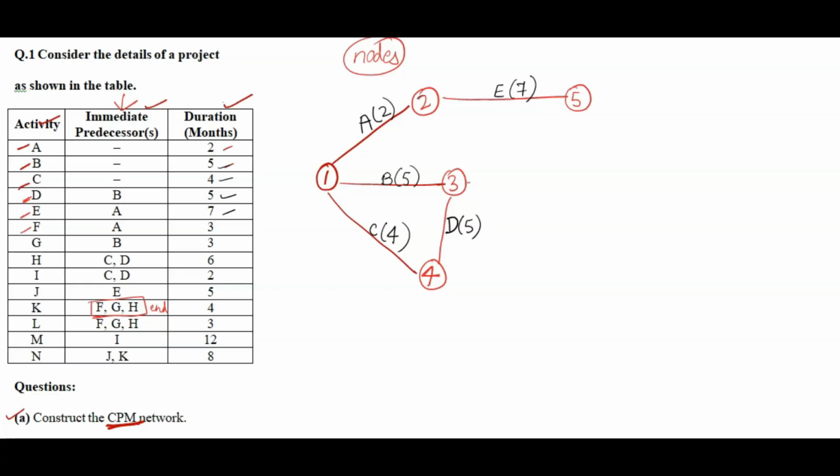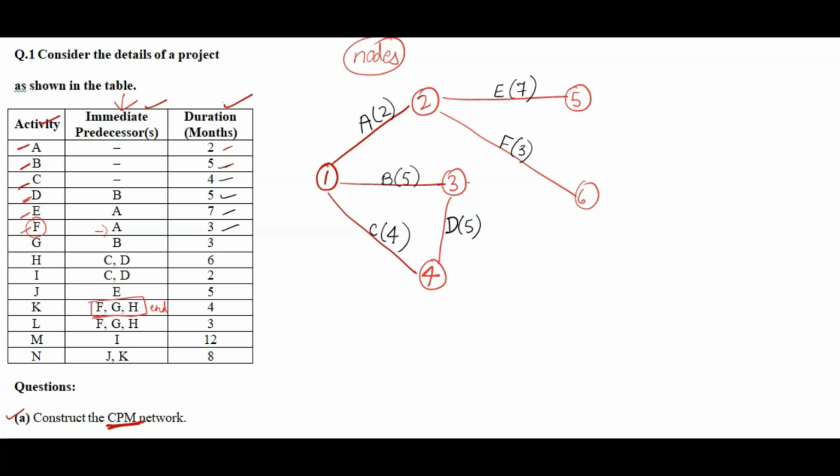So for activity F, the immediate predecessor is A. Now we can form this. From A we have to start F. So I think I can move it towards this area and then the 6th node, and then this will be the F activity with duration 3. Like this I have formed this.